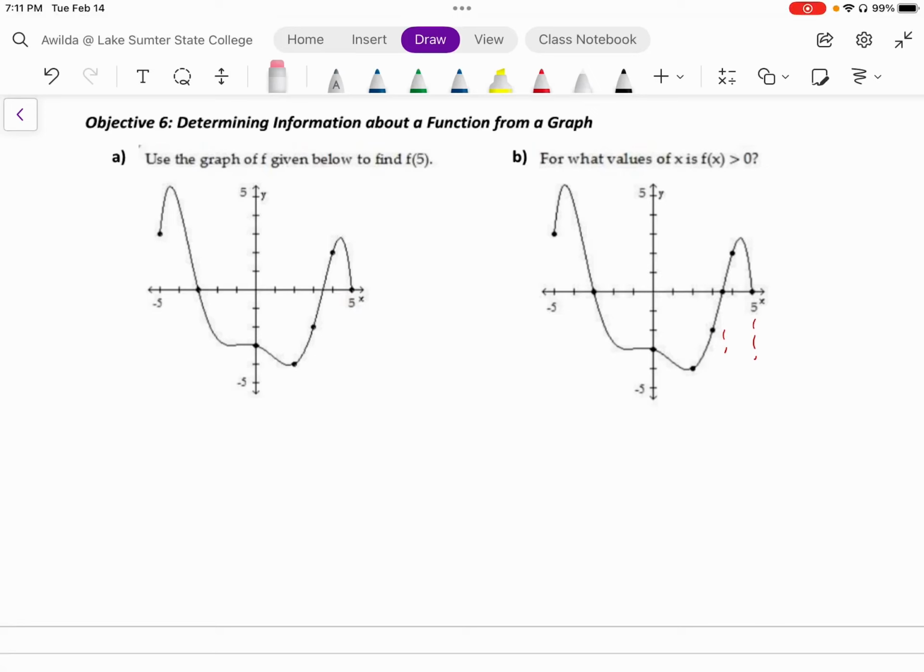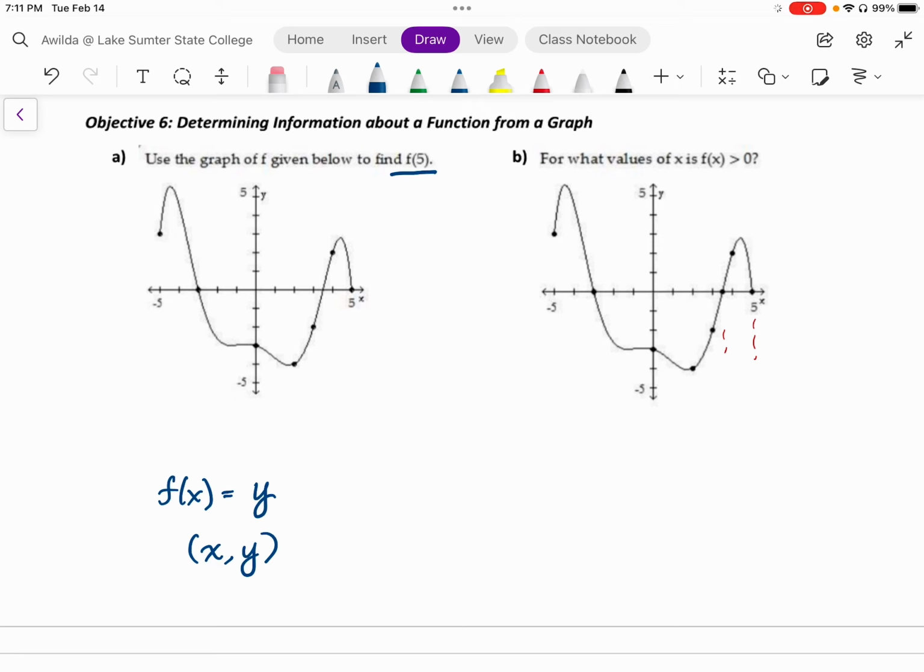In this next set of examples, we are going to practice using function notation when referring to values for y. Recall that function notation, f of x, is synonymous with the y-coordinate for the ordered pair x comma y. So in the first example, we are given a graph and we're asked to find the value of the function f when x equals 5.